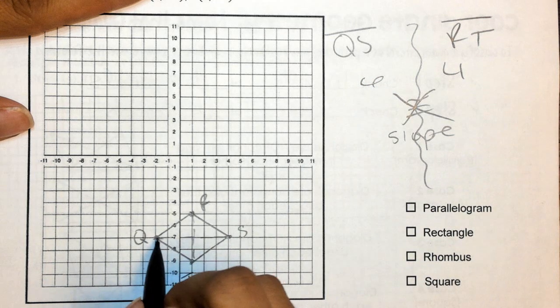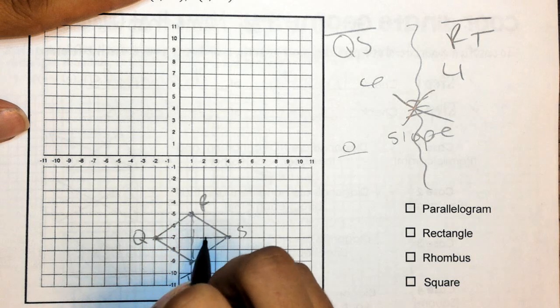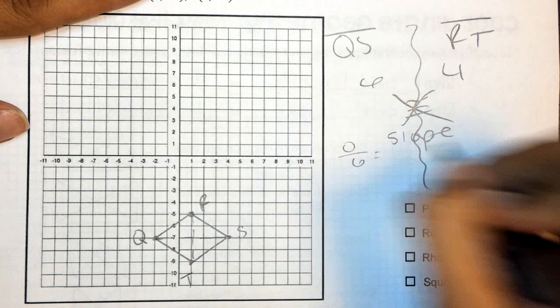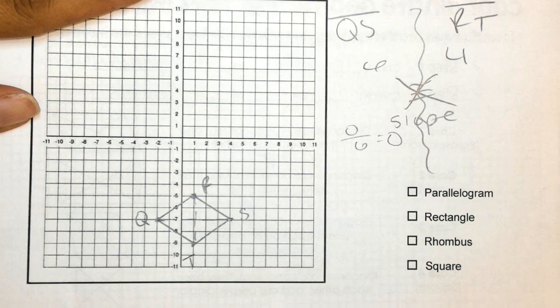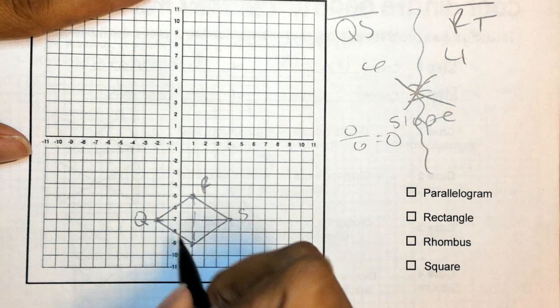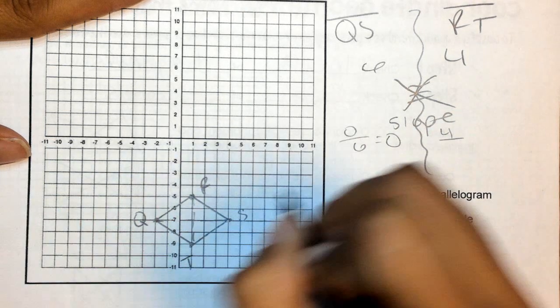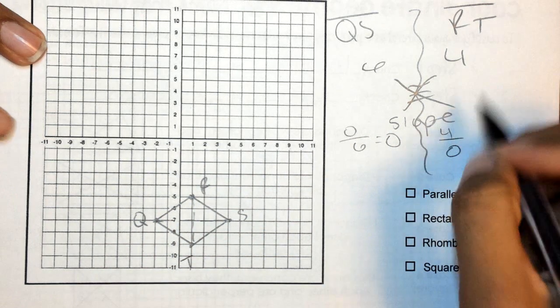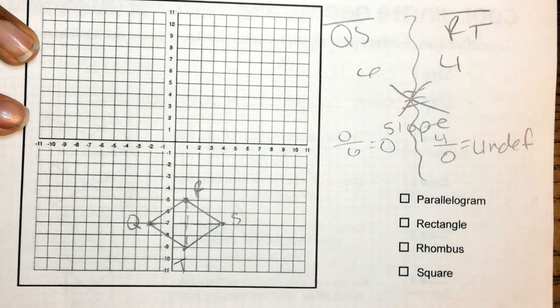From Q to S we rise nothing. We run 1, 2, 3, 4, 5, 6. 0 divided by any number is always going to be 0. For RT, we're going to go up 1, 2, 3, 4 and run nothing. Any number divided by 0 is going to be undefined.